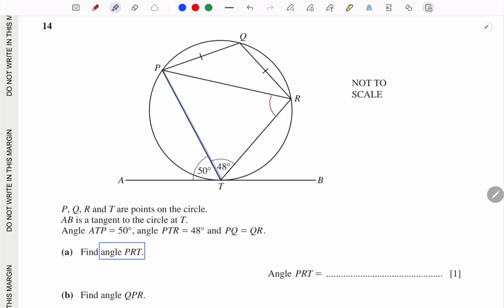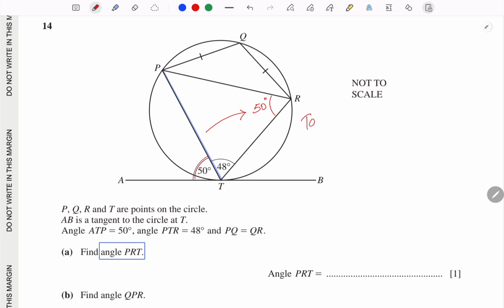If you look closely, this one right here is 50 degrees. Here we can use the tangent chord theorem because this is the chord that is making this angle with this tangent, and the same chord is making another angle on the alternate segment. So the tangent chord theorem says that these two angles will be equal to each other.